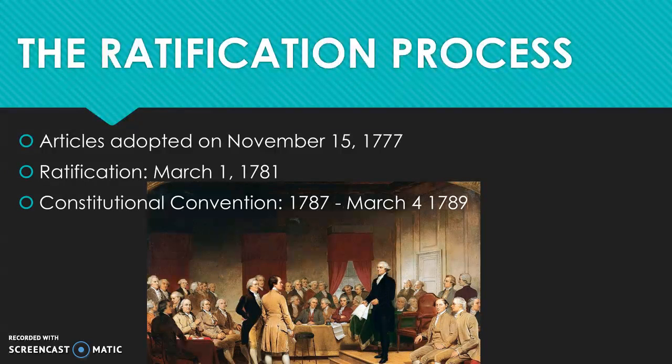Now, the compromising continues during the ratification process. The Articles are originally adopted in November of 1777, but then they go through a ratification process, which is like an approval process, where it's assessed and evaluated, and that begins in March of 1781. This document remains our governing document from 1781 to 1787, at which point the obvious problems with the Articles need to be edited, and that's when the Constitution is initially begun.